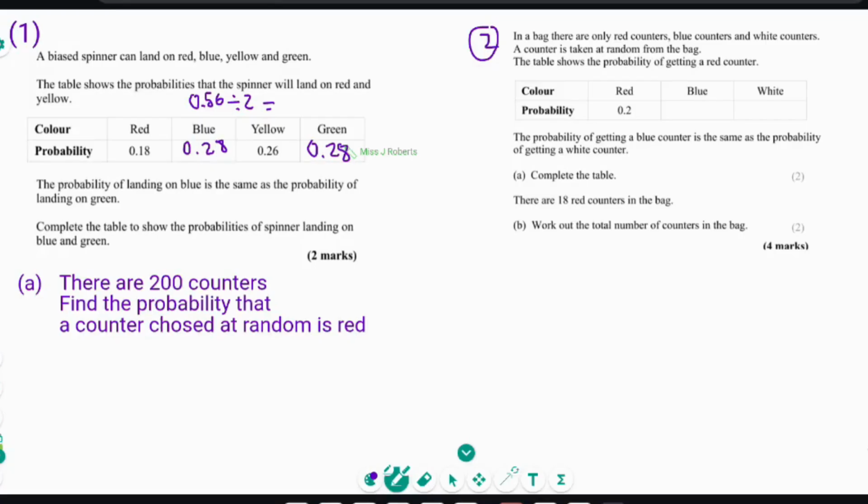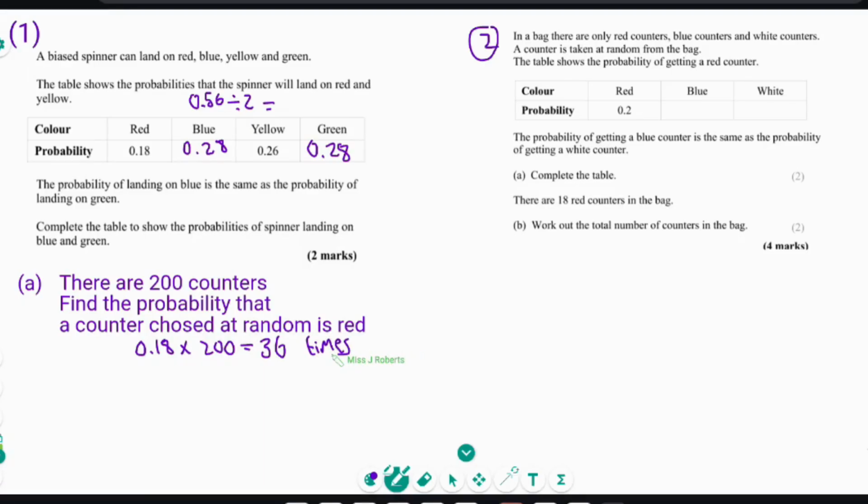There are 200 counters. Find the number of counters you would expect to be red. The probability is 0.18. So we just need 0.18 multiplied by 200. 36 times.